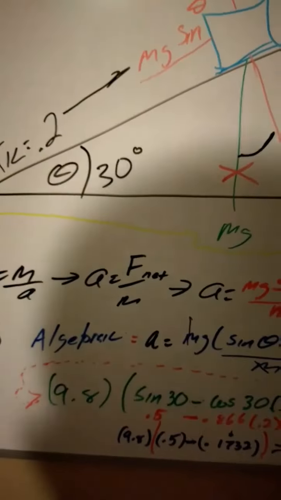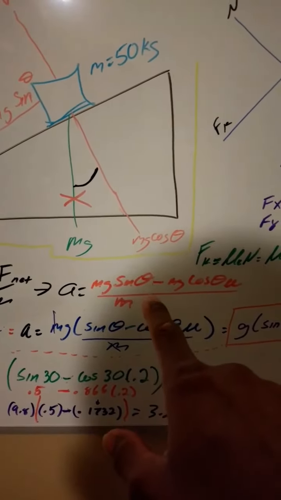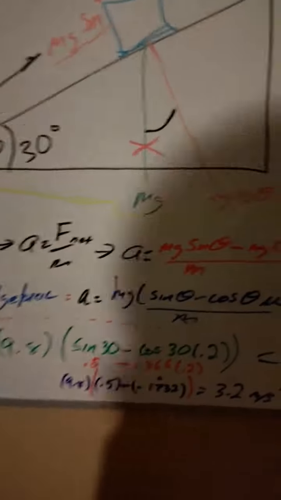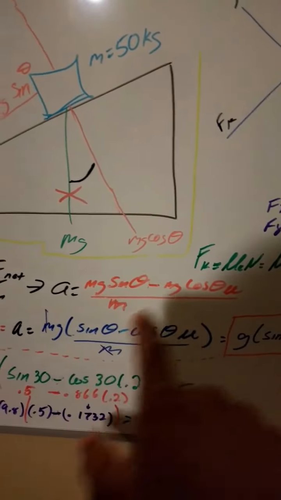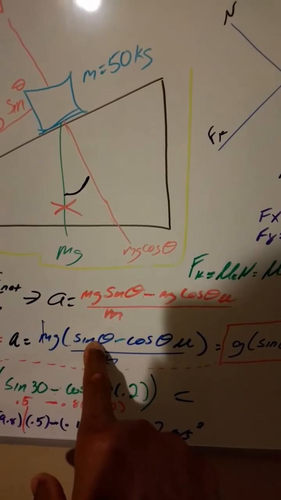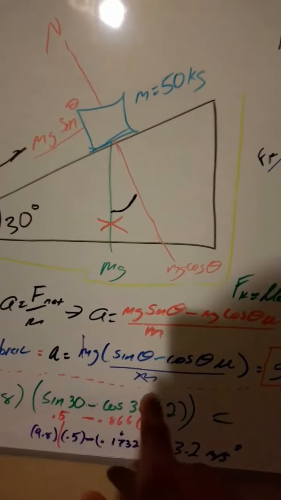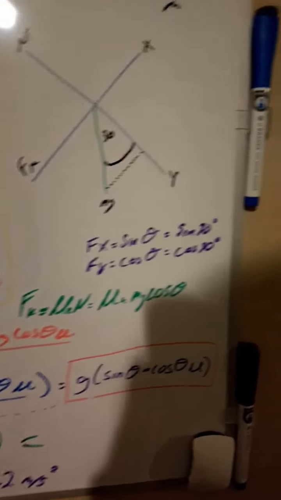So with Newton's second law, we're trying to find acceleration. Acceleration, and our F net is mg sine theta minus mu mg cosine theta, over mass. Then we do algebra, and we pull the mg out from here and here, and we have mg times sine theta minus mu cosine theta, over mass. The mass cancels out, giving us gravity times sine theta minus mu times cosine theta.